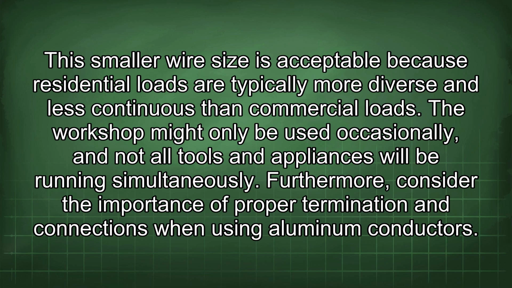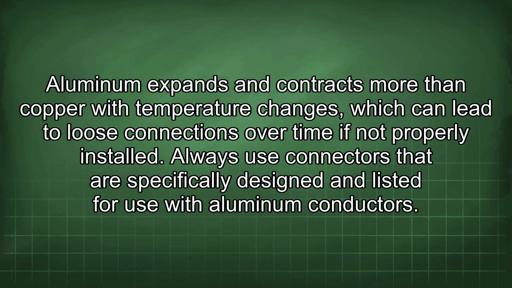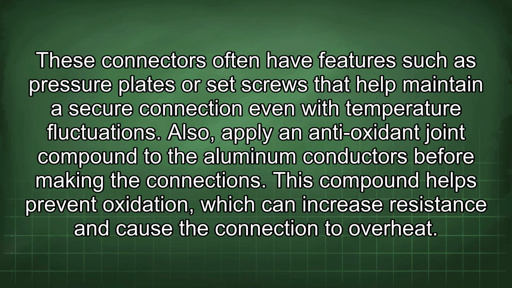Furthermore, consider the importance of proper termination and connections when using aluminum conductors. Aluminum expands and contracts more than copper with temperature changes, which can lead to loose connections over time if not properly installed. Always use connectors that are specifically designed and listed for use with aluminum conductors. These connectors often have features such as pressure plates or set screws that help maintain a secure connection even with temperature fluctuations. Also, apply an antioxidant joint compound to the aluminum conductors before making the connections.